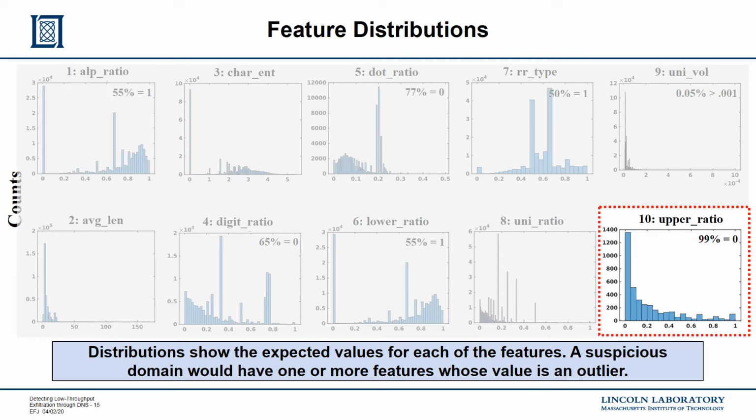Another feature that we looked at was the upper ratio. This is looking at the ratio of characters within your URL that are capitalized. And we can see that in this case, for our data set, almost all the points that we're looking at have a ratio equal to 0. This means the majority of our DNS queries contain uncapitalized letters.